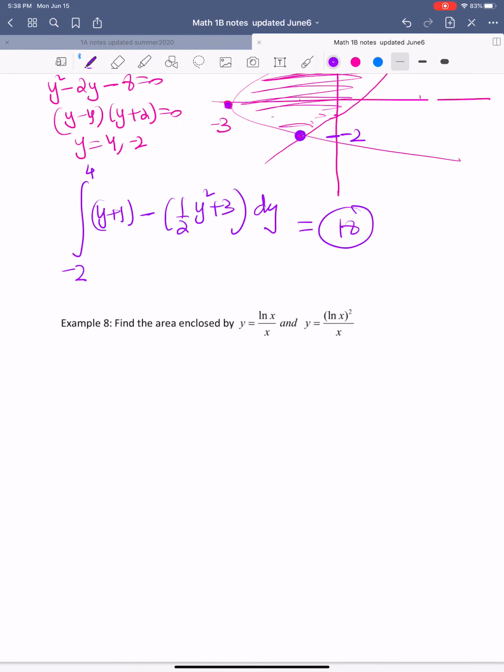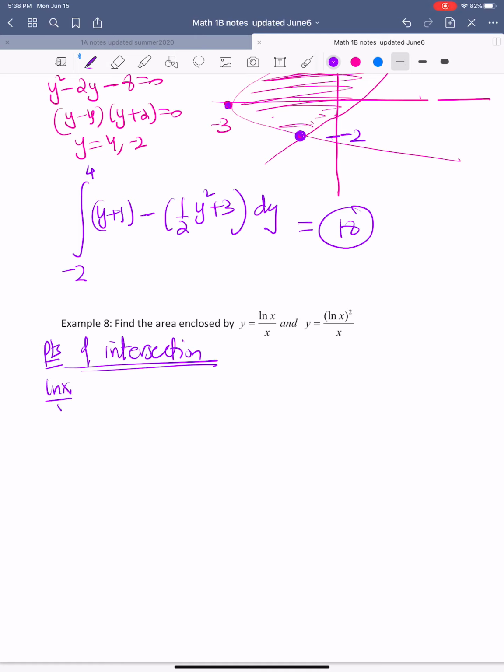Okay. Next problem: find the area enclosed by y equals natural log of x over x and y equals natural log of x squared divided by x. So a little bit of work here. Graphing these equations is not very obvious because they're not one of the parent functions that we have learned. I want to start by finding points of intersection, and you can use Desmos to graph, or you can just plot points and graph if you want to.